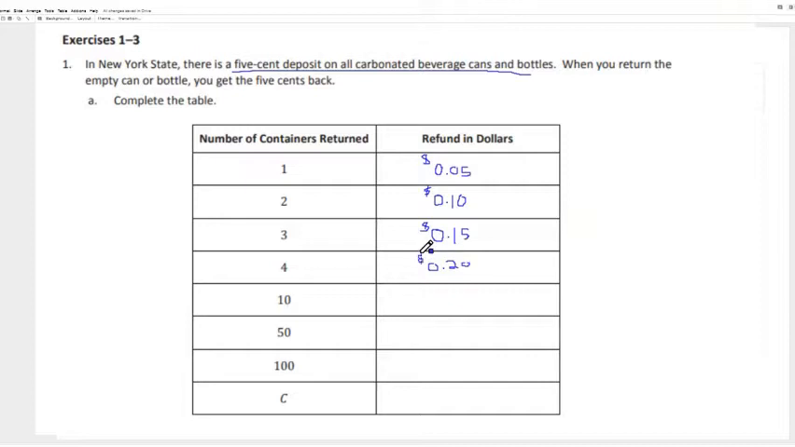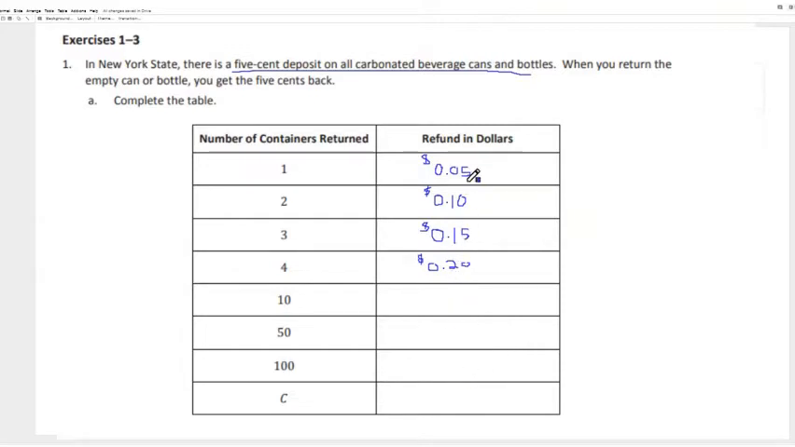So there we go. Now it jumps from 4 to 10 and from 10 to 50 and 50 to 100. And then it goes to C. I want to skip these 3 first. First, I want the formula. I want to know what the formula needs to be so that I can understand how I can go from 4 to 10 and 10 to 50 and 50 to 100.